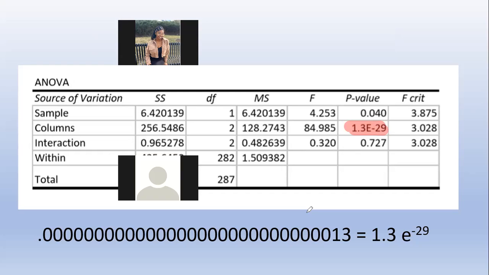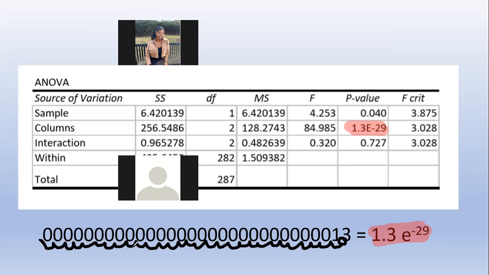Oh, no, no, no, no, no. That e to the negative 29 is actually interpreted as, what they're saying is they're writing 1.3 e to the negative 29. So what they have done is the decimal started off here, and they moved it backwards 29 spots. Let's count. 1, 2, 3, 4, 5, 6, 7, 8, 9, 10, 11, 12, 13, 14, 15, 16, 17, 18, 19, 20, 21, 22, 23, 24, 25, 26, 27, 28, 29. So that's where the 0 really is.